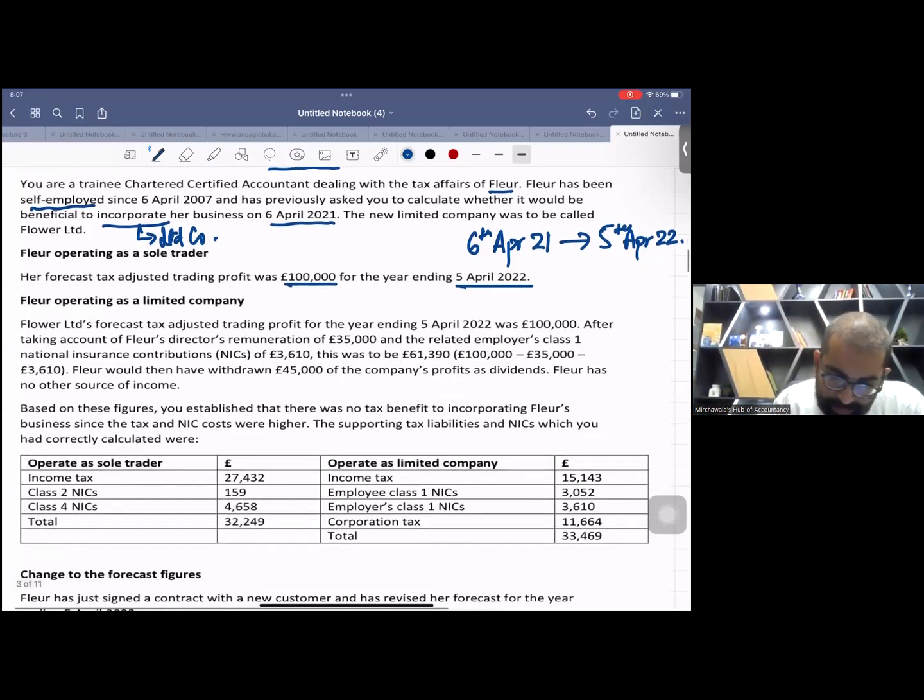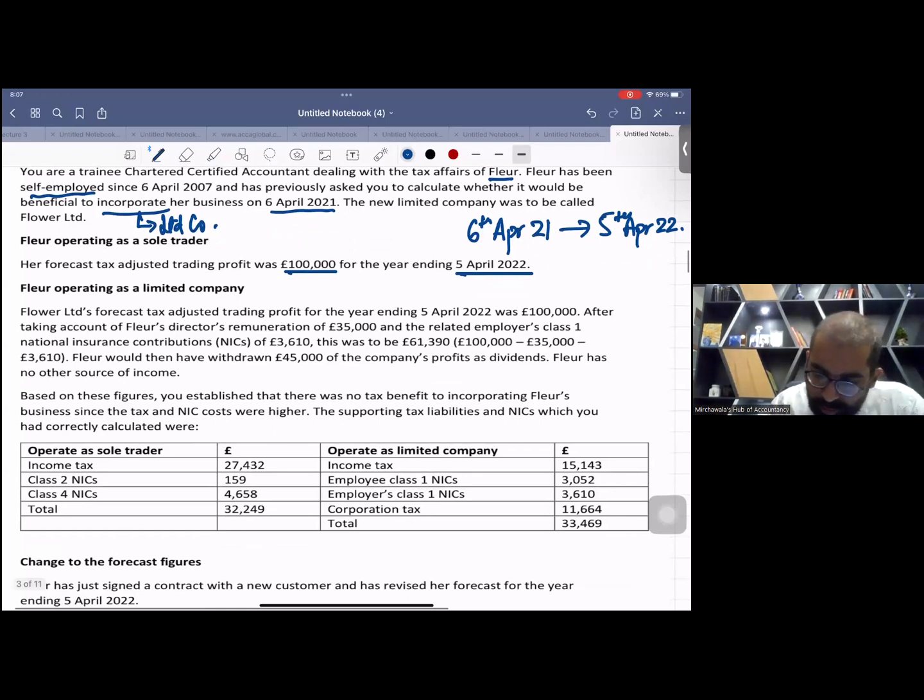Flower Limited's forecast tax adjusted profit for the year ending 5th April 2022 was 100,000, after taking account of Fleur's director's remuneration of 35,000 and the related employer's class 1 national insurance NIC of 3610. This was 61,390. See, these are the workings.